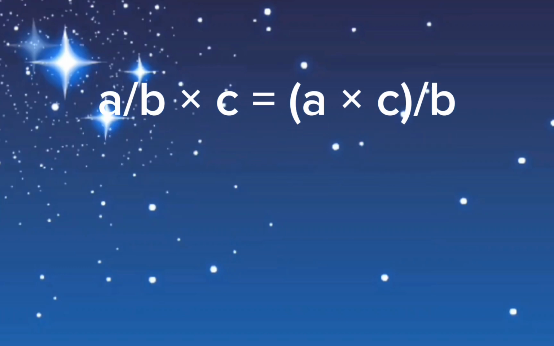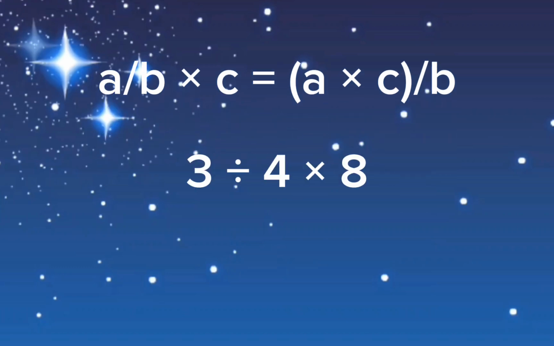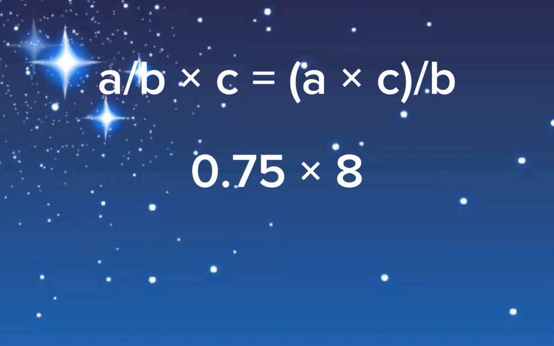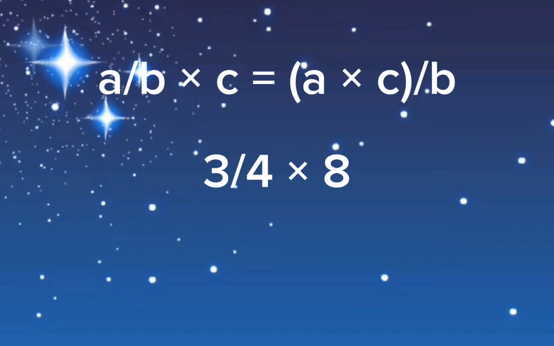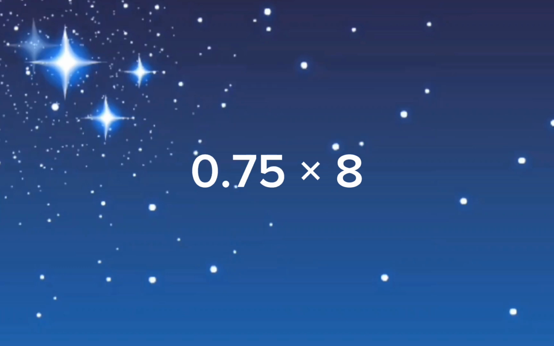Let's go back to the equation. Notice that 3 over 4 is the same as 3 divided by 4, which is the same as 0.75. Now back to that 3/4, we use the rule a over b times c is equal to a times c all over b. Now here, let's apply this to our decimal, 0.75 times 8. But hold on, there is no fraction here. We only have a decimal. So how can we actually simplify this?